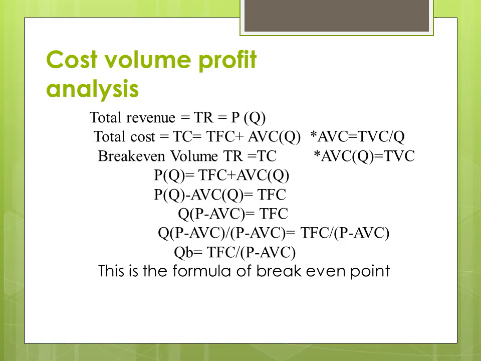Here, total revenue shows the relationship between price and demand, that is, price times Q, and total cost is equal to total fixed cost plus average variable cost times Q. We know that total cost is equal to total fixed cost plus total variable cost, so by replacing total variable cost, we can also write it as average variable cost times Q.